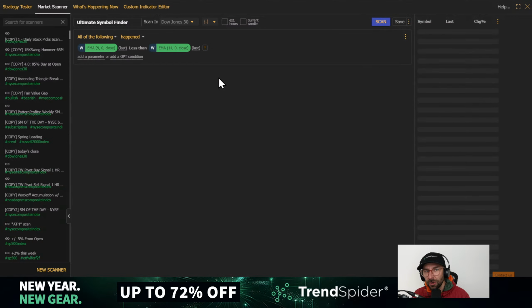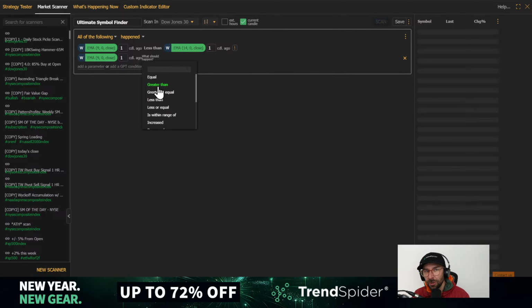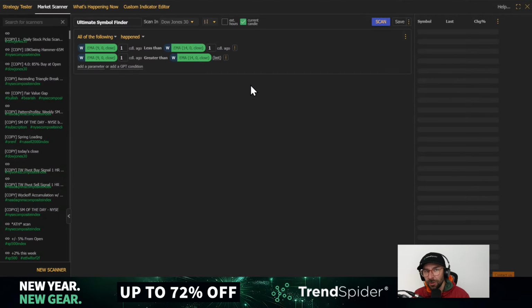less than 14. And then in order to define last week, Craig, make these guys one candle ago. And make sure your current candle is toggled on. So 1 week ago would be last week. I'm going to duplicate this parameter. I'm going to come right here to less than and make it greater than. Indicator weekly exponential. Make this 14. Say apply. And then I'm just going to remove these. So last week, 1 candle ago, the 9 was less than the 14. This week, the 9 greater than the 14.